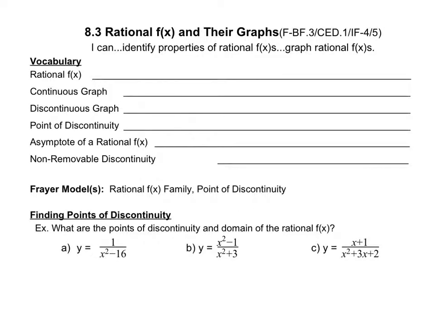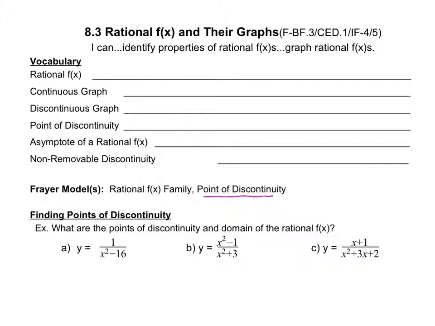Now, working with rational functions and their graphs, we do want to be able to identify properties of the functions, much like we've done before, where we've talked about the asymptotes, both the vertical and the horizontal asymptotes, and the transformations. We're going to add to that our points of discontinuity.